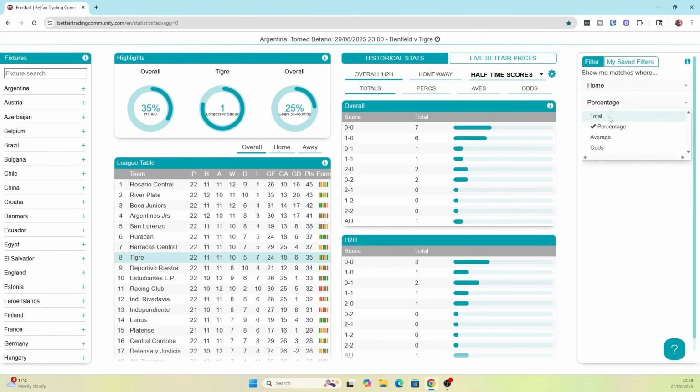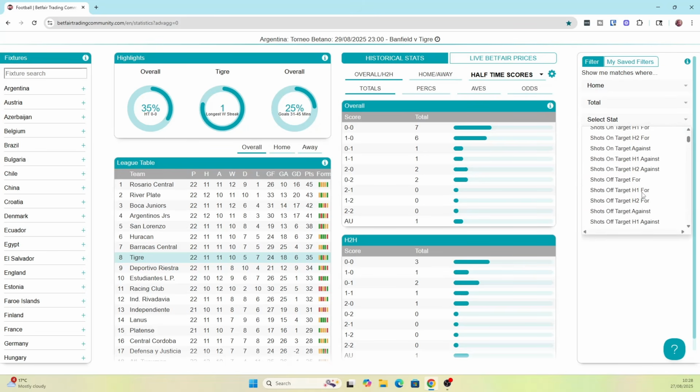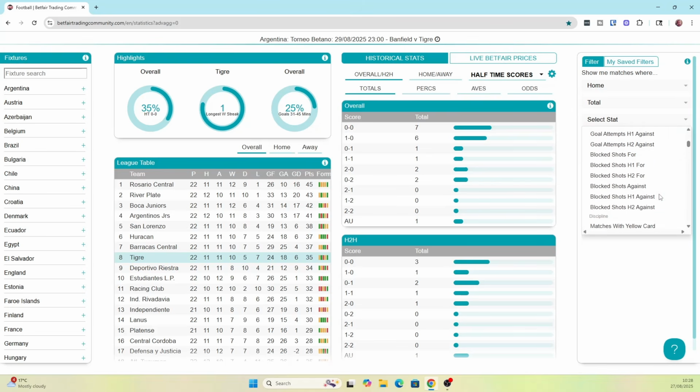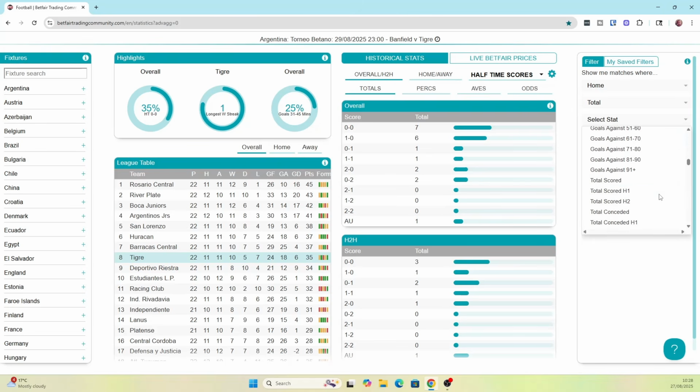Let's have a look at total now, because let's say I wanted to look at totals. Again, a lot of these are going to be similar, but they're not exactly the same. So I'm going to have a look down. Let's see if we can find something that's a bit different here. As you can see, most stats are going to be the same, but there will be stuff that will be different as we go through these.